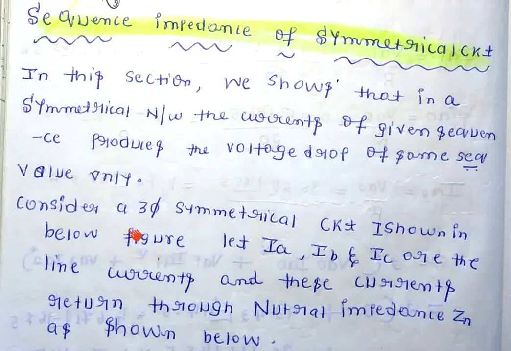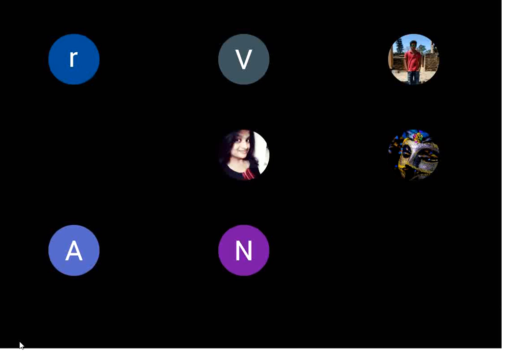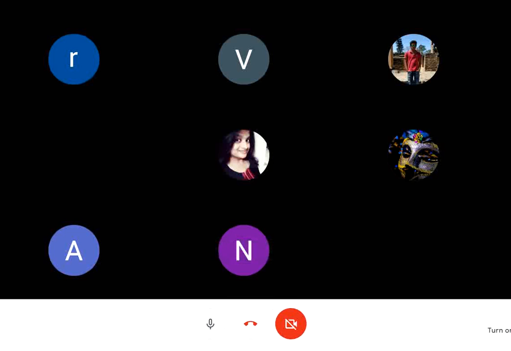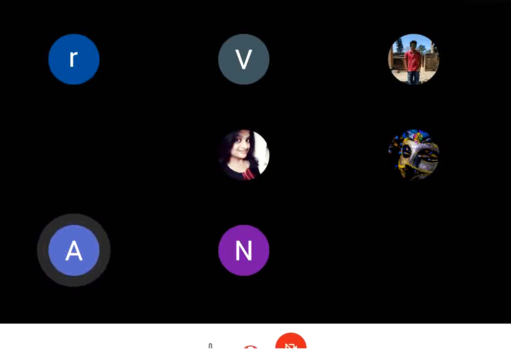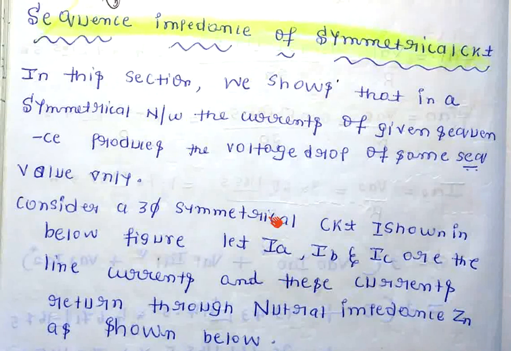Now, what is a symmetrical circuit? Symmetrical and unsymmetrical. Same magnitude and phase. So it should have the same magnitude and phase. In your syllabus, the impedances are for symmetrical circuits only.